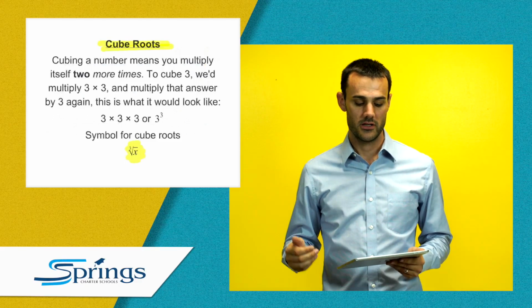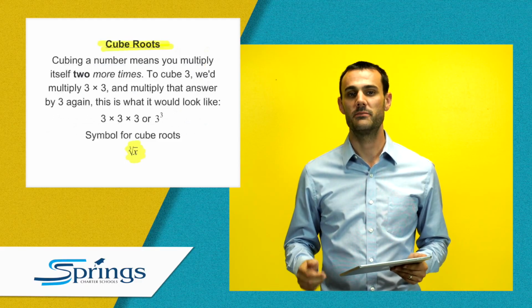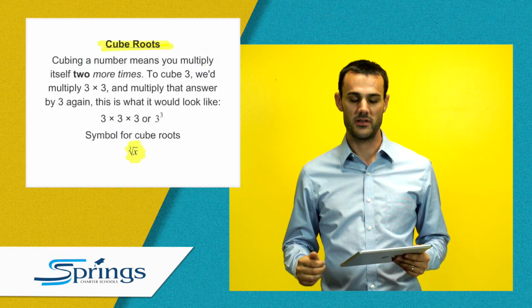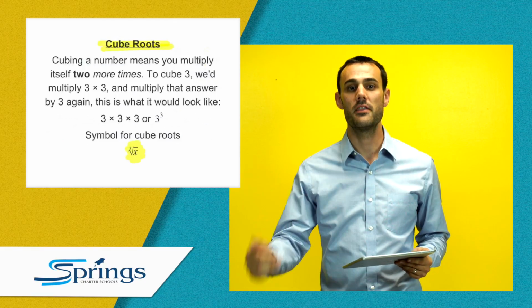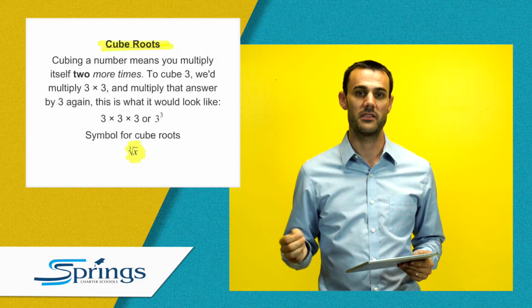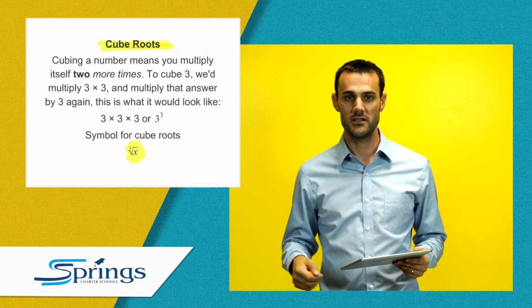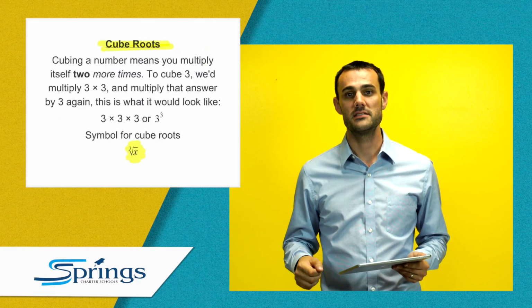Cube roots. Cubing a number simply means you'll multiply it by itself 2 more times. So to cube 3, we're actually going to multiply 3 times another 3. Cubing stands for multiplying things by 3. Okay, so here we have it broken down for you. 3 times 3 times 3. What it looks like is actually 3 raised to that third power.